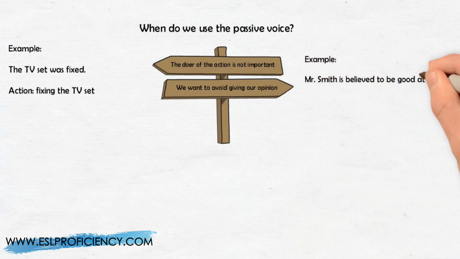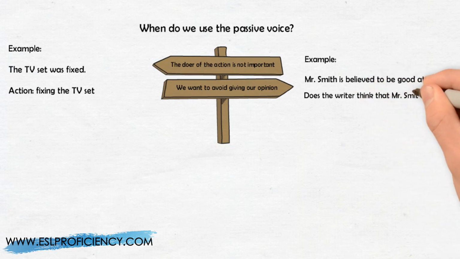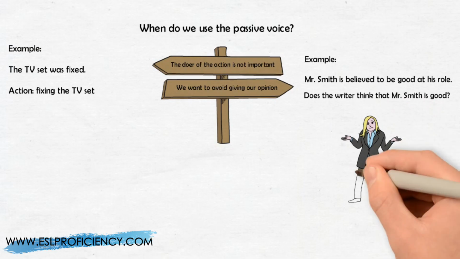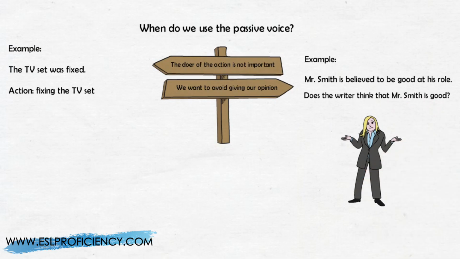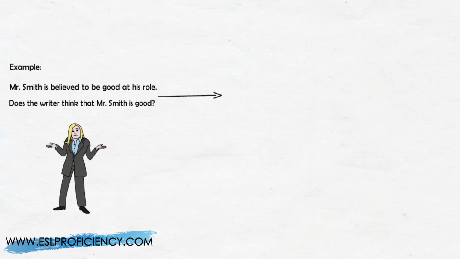Take, for example, this sentence. Mr. Smith is believed to be good at his role. Does the writer believe so too? Well, we don't know because the passive voice in this sentence tells us that there are some people who believe this, but whether the writer is among these people is unclear. Maybe yes, maybe no. In other words, we use passive voice to give facts, not opinions.